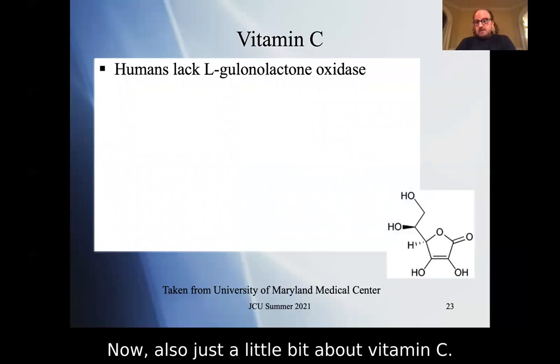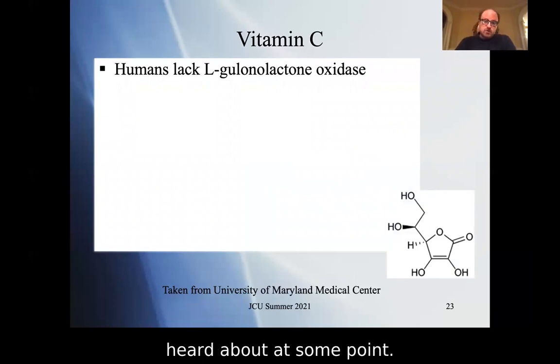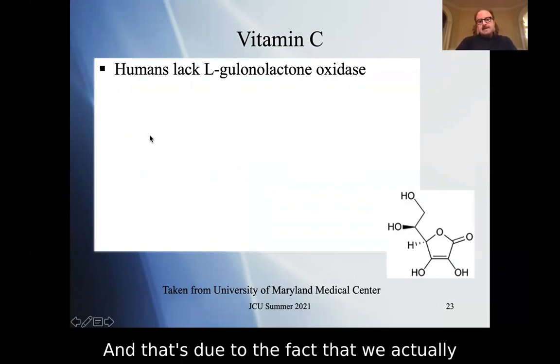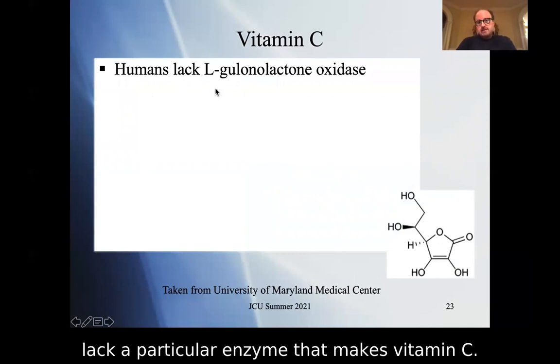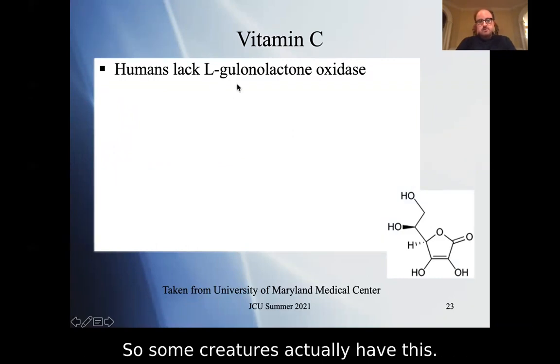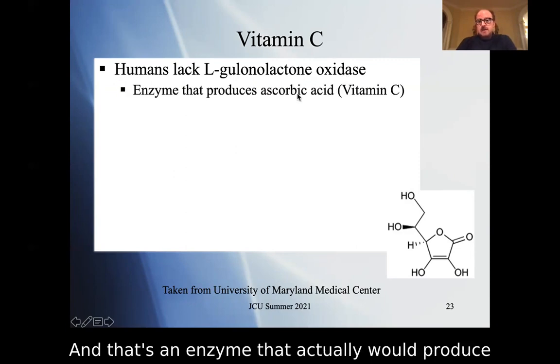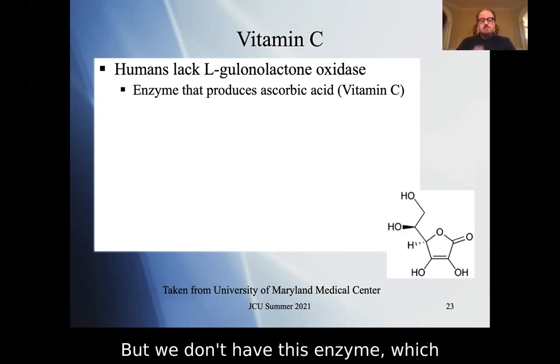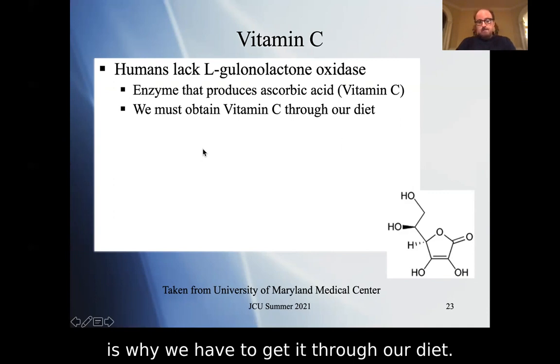Now, also, just a little bit about vitamin C, right? It's something that we probably have all heard about at some point. We know it's rather important that we get enough of it to stay healthy. And that's due to the fact that we actually lack a particular enzyme that makes vitamin C. So some creatures actually have this. It's called L-gulonolactone oxidase. And that's an enzyme that actually would produce vitamin C in living organisms. But we don't have this enzyme, which is why we have to get it through our diet.